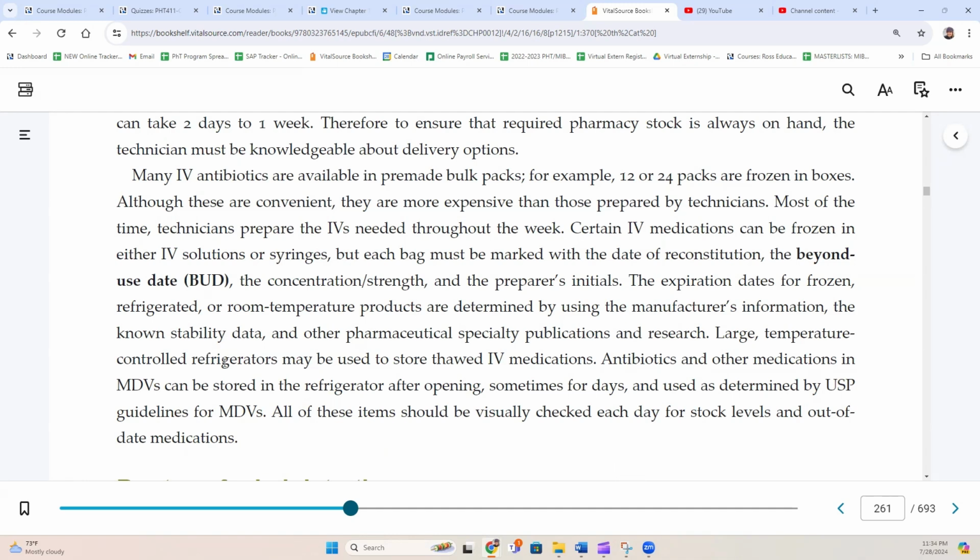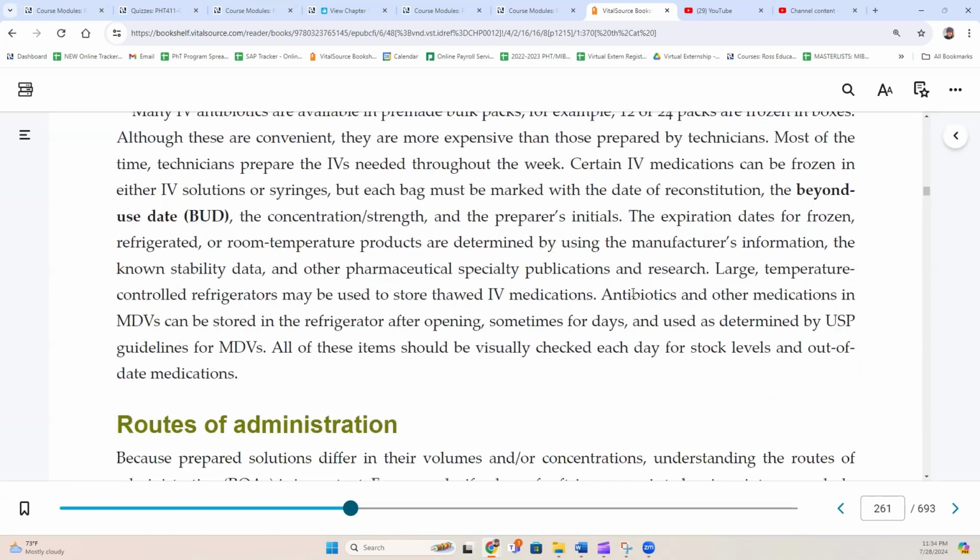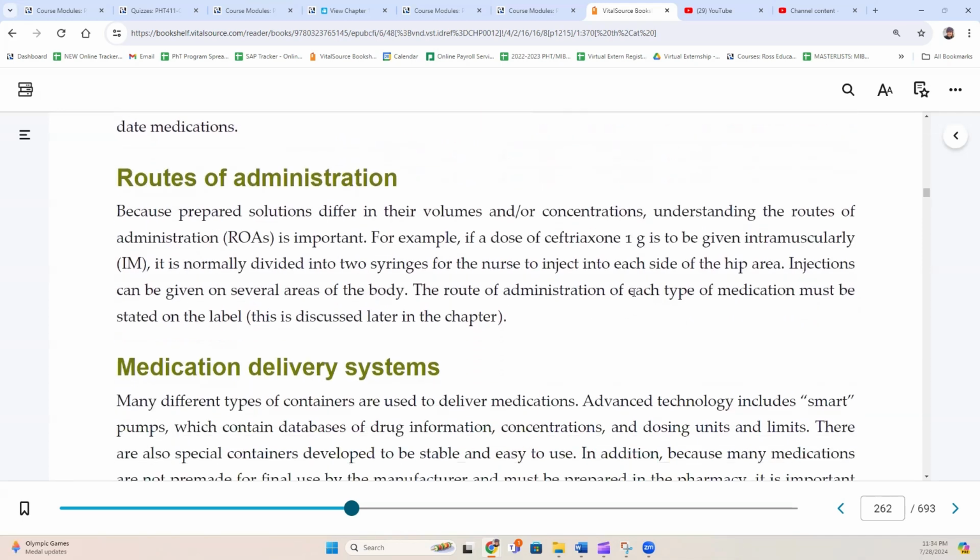Large temperature controlled refrigerators may be used to store thawed IV medications. Antibiotics and other medications and MDVs can be stored in the refrigerator after opening, sometimes for days, and use as determined by USP guidelines for MDVs. All of these items should be visually checked each day for stock levels and out-of-date medications.